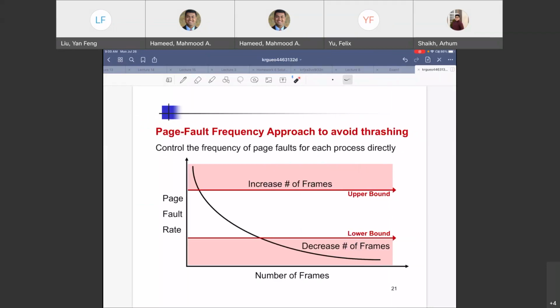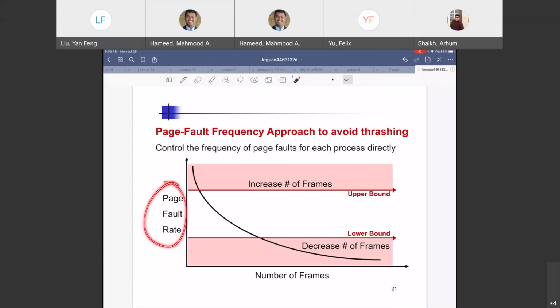A slightly different approach to assigning the number of frames. This is based on monitoring the page fault frequency for a process. So let us try to observe how often we are getting page faults for a process. How do you find out page fault rate? You divide the number of page faults by the total number of page references, right? So that's your page fault rate.